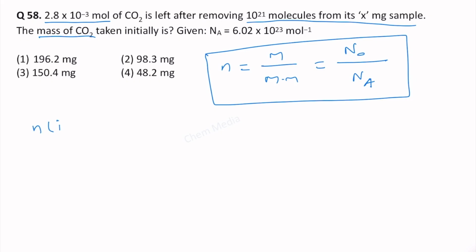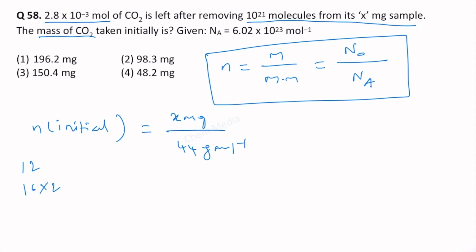Number of moles that are initially available is equal to mass divided by molar mass. Mass is X milligram. Molar mass of CO2 is 44 gram per mole because we have 1 carbon and 2 oxygen, and therefore, this we can write as X times 10 to the power minus 3 gram divided by 44 gram per mole. So, this will be simply X times 10 to the power minus 3 divided by 44 mole.